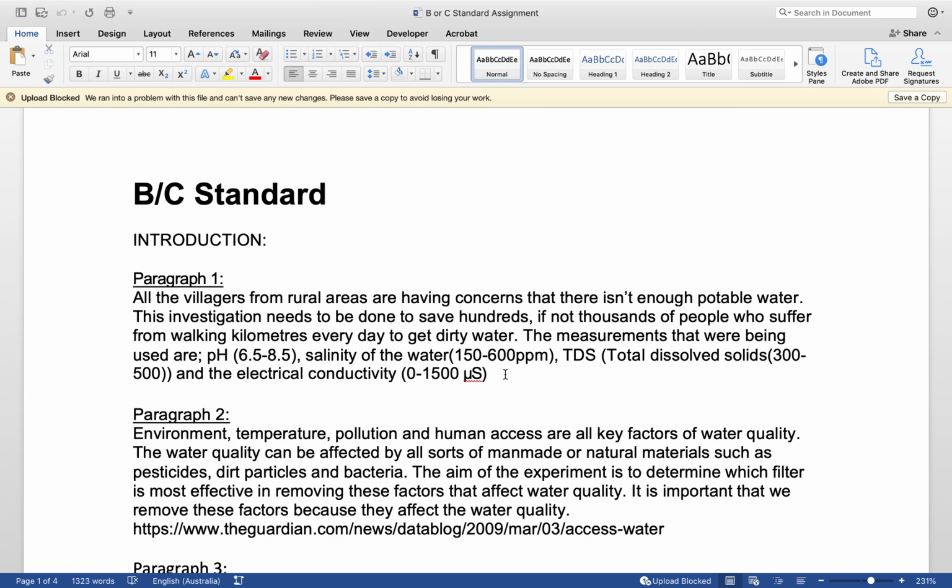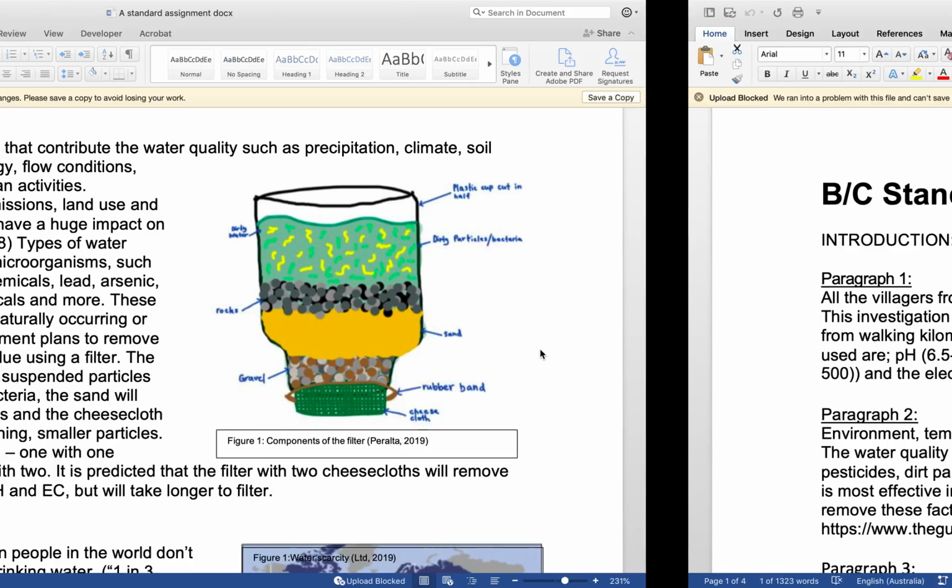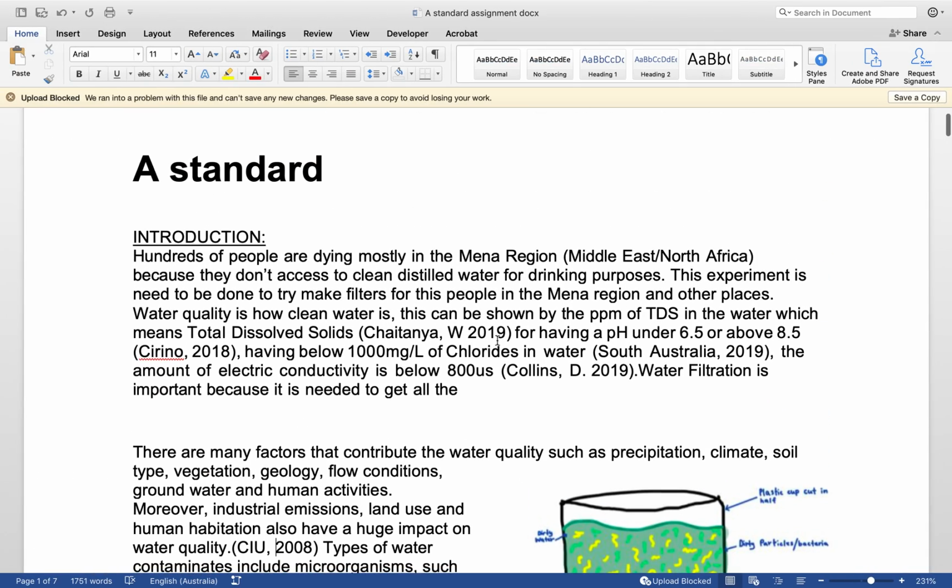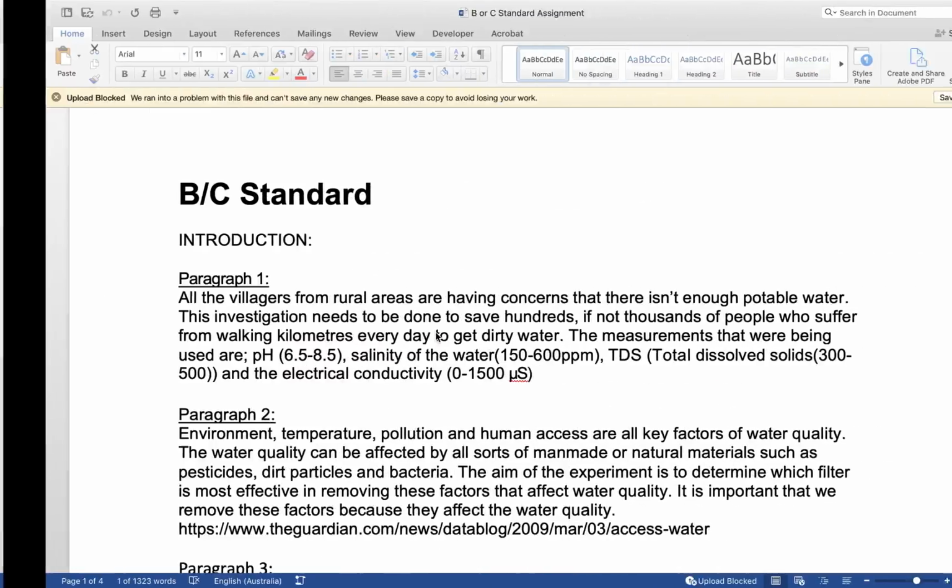This student here has done a pretty good job. They've talked about TDS, they've talked about pH, they've talked about the acceptable ranges here, but they haven't introduced it very well. Only because I'm the teacher do I know that when they say 150 to 600, that's the acceptable range. Well, this student here, they have very clearly told me what is the acceptable range, and they've used numbers to do so. So I'm able to give them the A for that criteria there.